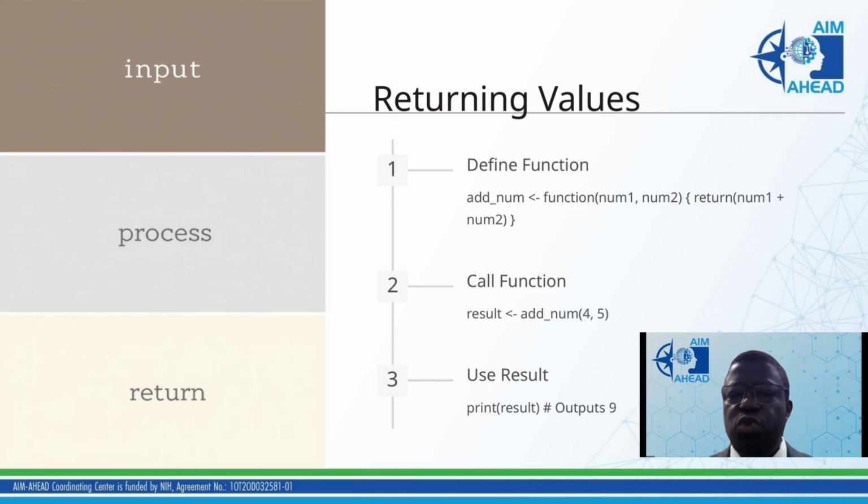Next, we need to call this function to perform the actual addition. We can do this by passing two numeric values as arguments. result <- add_numbers(4, 5). Here, we are calling add_numbers with the values 4 and 5. The result will be stored in the variable result. To view the output of our operation, we can simply print the result. print(result). Now, it outputs 9.